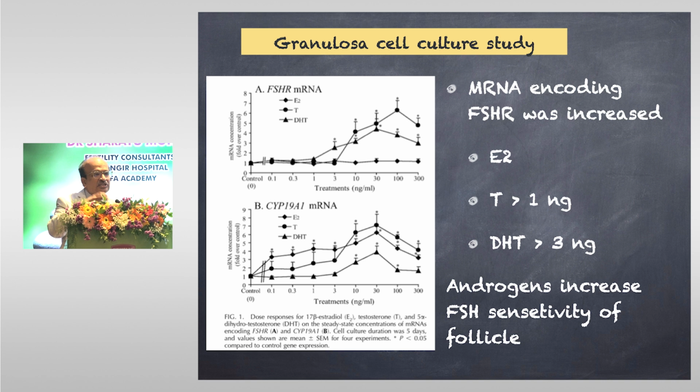With increments in the doses, more and more FSH receptors form. They also looked at expression of the aromatase enzyme, or CYP19 enzyme, and they said estrogen and testosterone together synergistically increase expression of more aromatase enzyme. Dihydrotestosterone doesn't play a great role there. So this is the way androgens increase the sensitivity of the follicle to FSH.